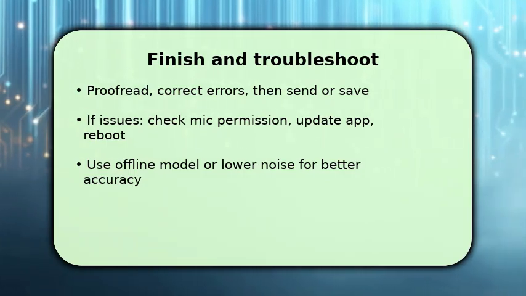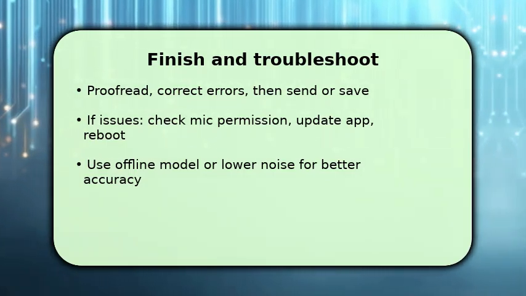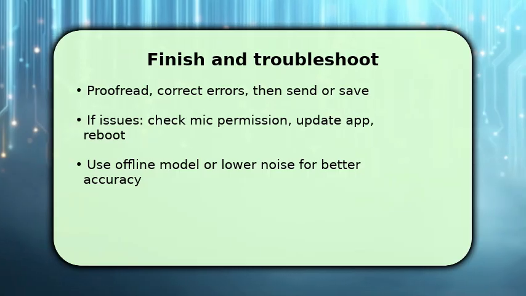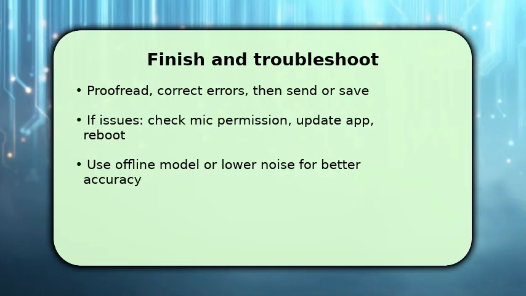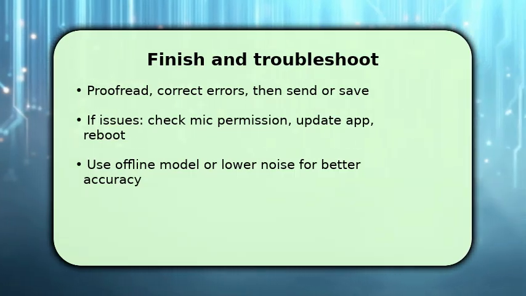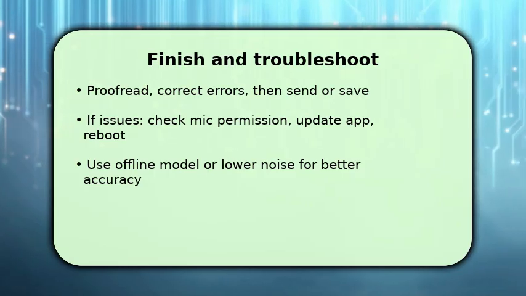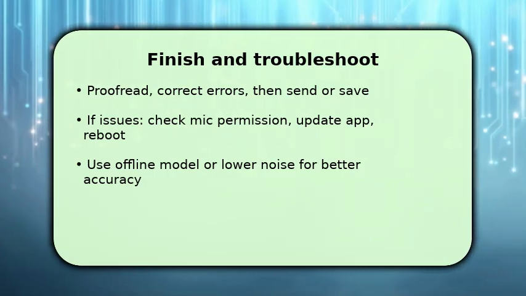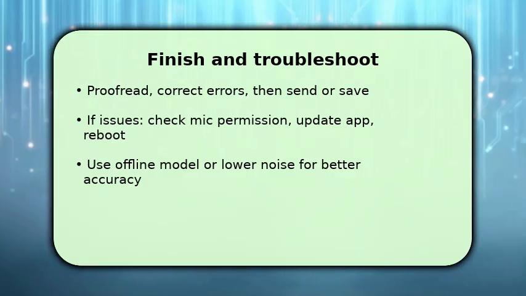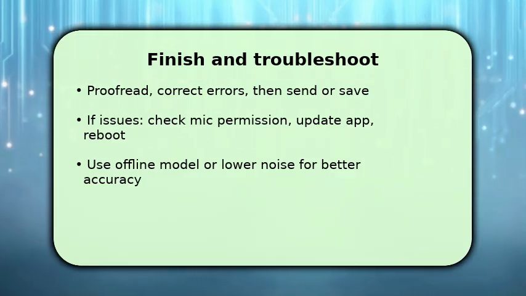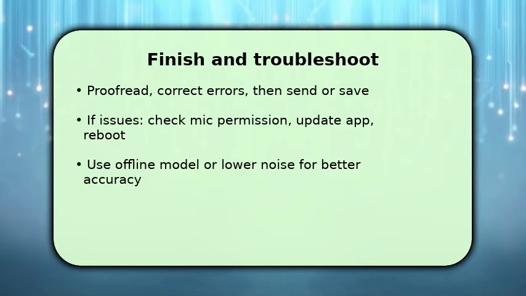If voice typing stutters or stops, check microphone permission first, update the keyboard or OS, and reboot the phone. These quick fixes resolve most problems. Also, make sure you're in a quiet spot or switch to an offline speech model to reduce network-related errors. If accuracy still fails, try a different keyboard app or use short snippets instead of long monologues to improve recognition.